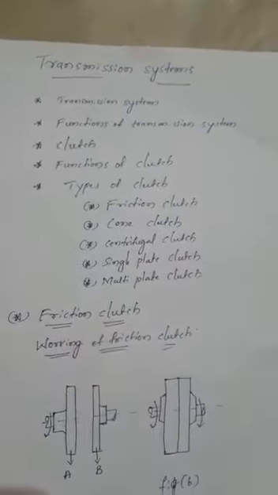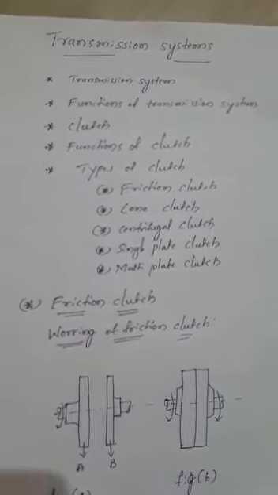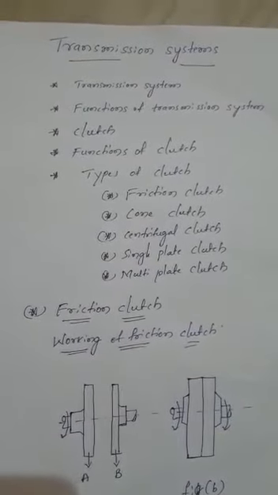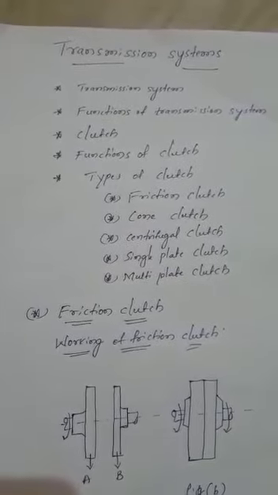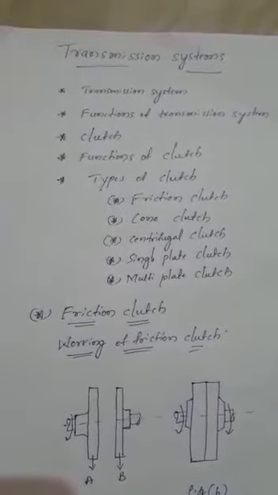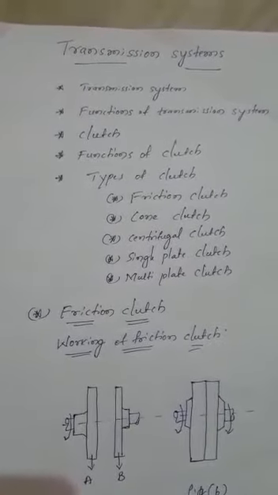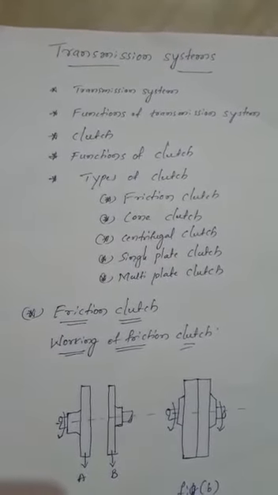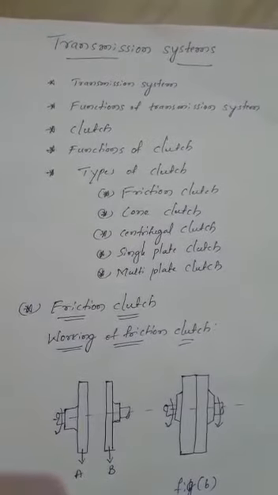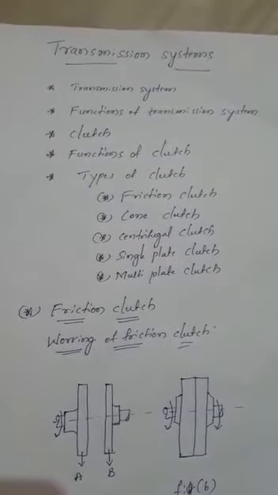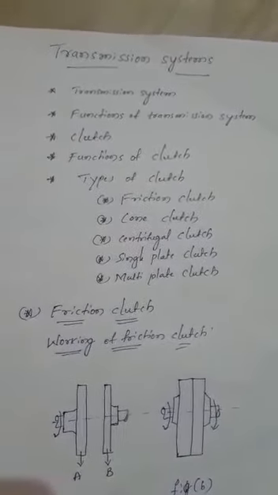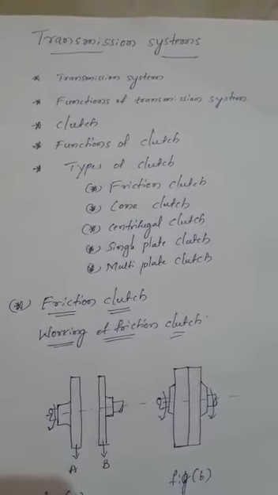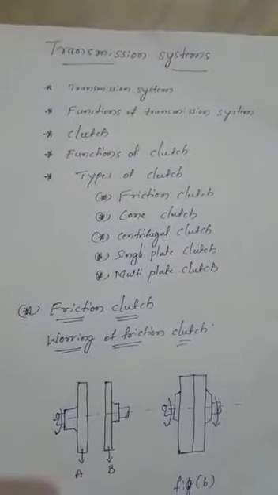So what do you mean by transmission system? Transmission system is nothing but transmitting the power from the engine to the rear wheel. So the transmission system uses the clutch, gearbox, propeller shaft and differential gear to transmit the power from engine to the road wheels. Next, what are the functions of transmission system?